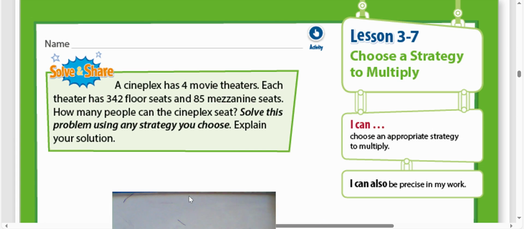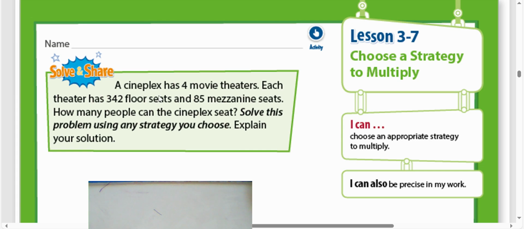Here is the first question. Simplex has 4 movie theaters. Each theater has 342 floor seats and 85 middle seats. How many people can Simplex seat? Solve this problem using any strategy you choose and explain your solution. Okay, we have 4 movie theaters. Each theater has 342 floor seats and 85 middle seats.